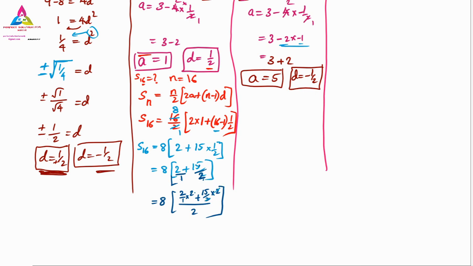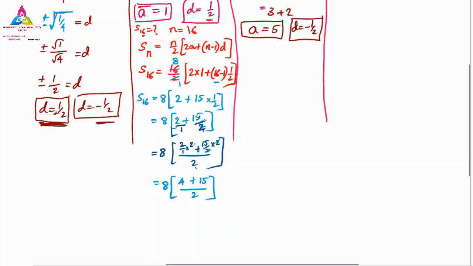Here we can't cancel this 1 and 2. So 8 into 2 2s are 4 plus 15 into nothing we have, so 15 only, the whole divided by 2. So if we continue, we can find that 8 will remain here into 44 plus 15 is nothing but 19 divided by 2. So 2 1s are 2, 4 19s are 76. We found S16 value as 76.